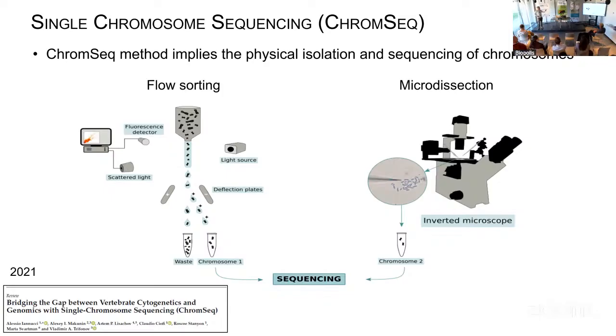You can do this either via cytofluorimetry with flow sorting or with microdissection if you have enough patience to do that, okay? I will spend just 5 minutes on the description of these two techniques because I think they're not very common and because I think they're cool. So I will spend a couple of words.